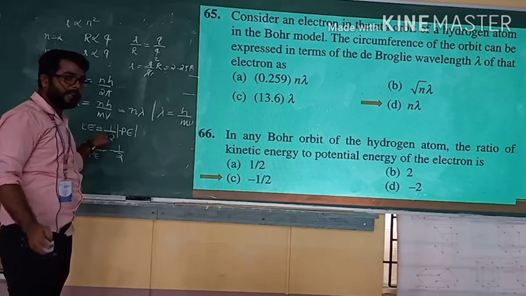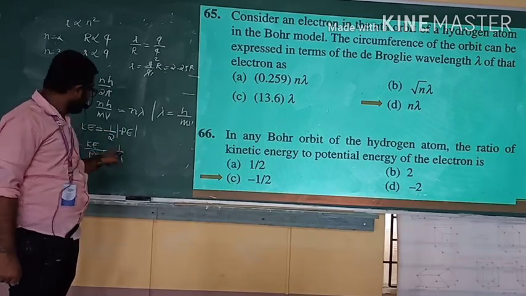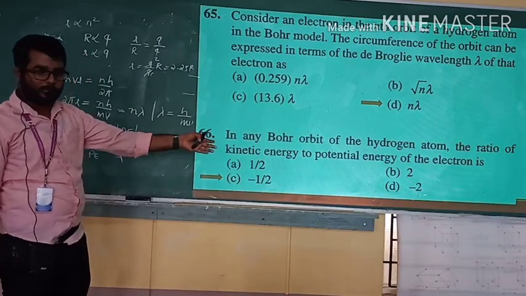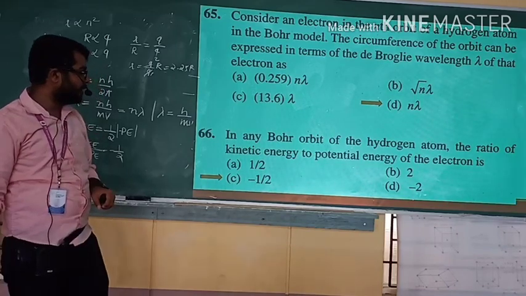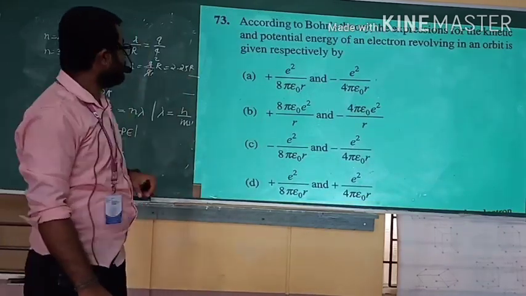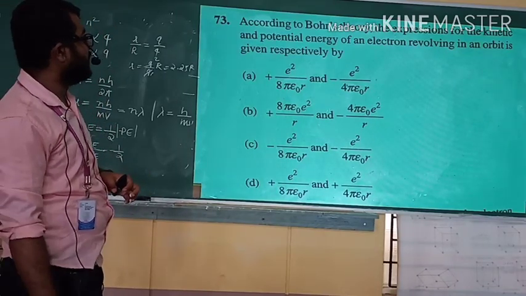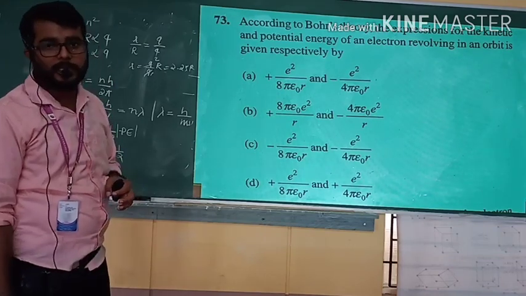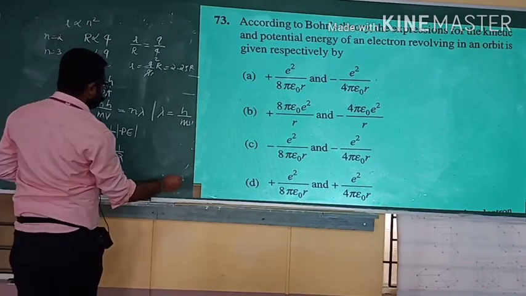Kinetic energy is always positive, that is why we take the magnitude. But here they asked for the ratio of the two, so the ratio may be negative. Since the potential energy is negative, you will get the answer as minus 1 by 2. According to Bohr's theory, the expressions for the kinetic energy and potential energy of an electron revolving in an orbit are given. Let us look at how the kinetic energy and potential energy are. You know the kinetic energy equation.